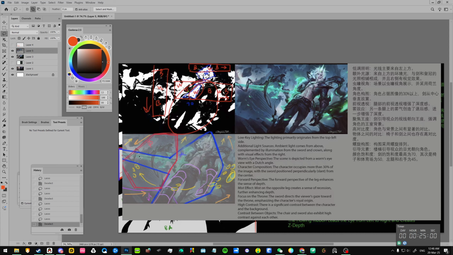And because I said that this is a worm's eye view, we can see the direction of the buildings going in this direction, making it look more dynamic. So a worm's eye view perspective makes the character appear more dynamic or powerful, along with a slight tilt, which is more accurate to say, a Dutch angle. It makes the character look more menacing.